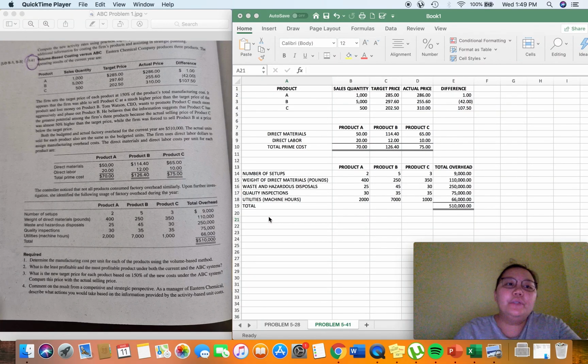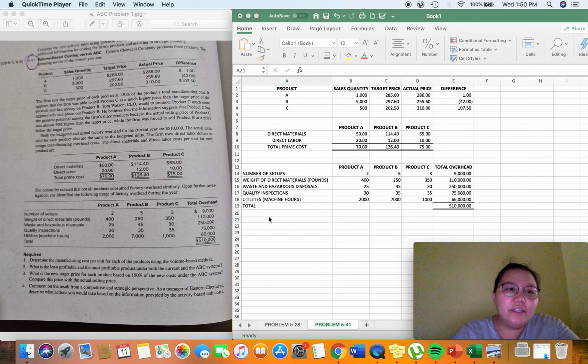So we'll continue our discussion by answering problem 5-41 of your book. Eastern Chemical Company produces three products. The operating results of the current year are as follows. We are given the sales quantity, target price, actual price, and the difference between the target and actual price for products A, B, and C.